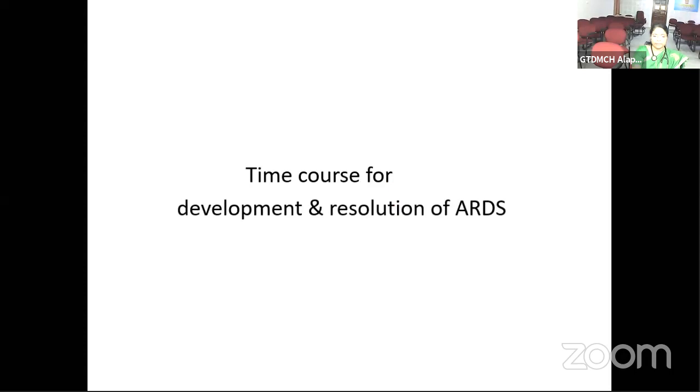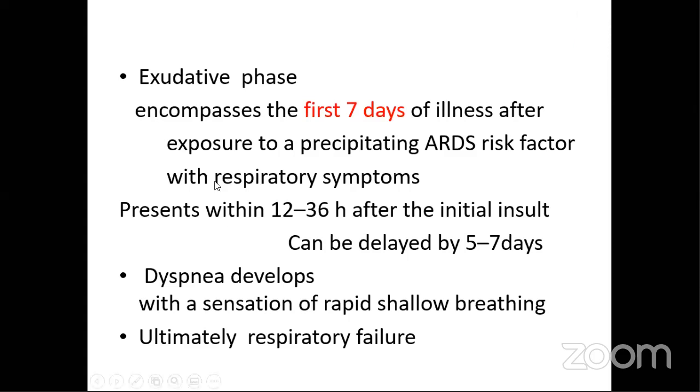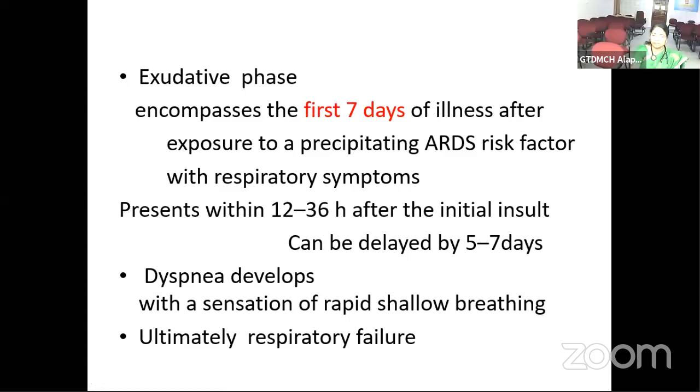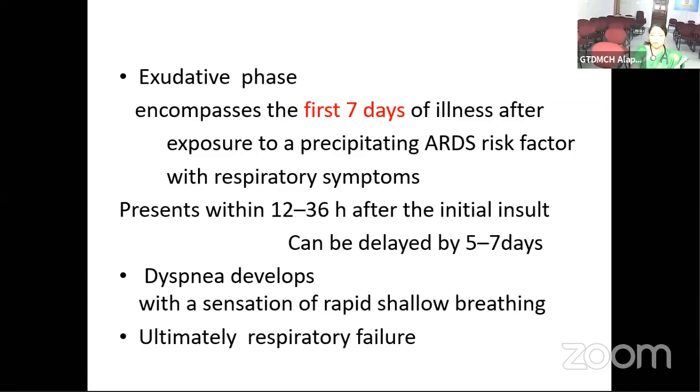Then what is the time course for development and resolution of ARDS? I told you the pathophysiology and clinical symptoms go hand in hand. The exudative phase encompasses the first 7 days of illness after exposure to the factor, that is pneumonia or sepsis. Okay, so this encompasses the first 7 days, and there will be respiratory symptoms. Usually the patient presents within 12 to 36 hours after the initial insult, and it can be delayed up to 5 to 7 days also. Dyspnea will develop with a sensation of rapid shallow breathing. It may be acidotic, and ultimately it will lead on to respiratory failure. Okay, so the first 7 days is the exudative phase.